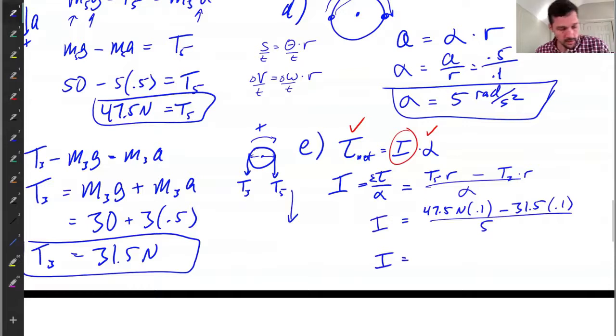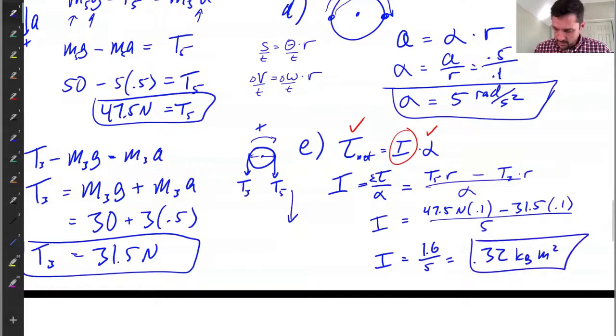So experimentally, based on its behavior, we are determining how much its rotational inertia must have been if this is what happened. 47.5 times 0.1, minus 31.5 times 0.1 gives me 1.6, over 5, gives me 0.32 kilogram meters squared. There we go.